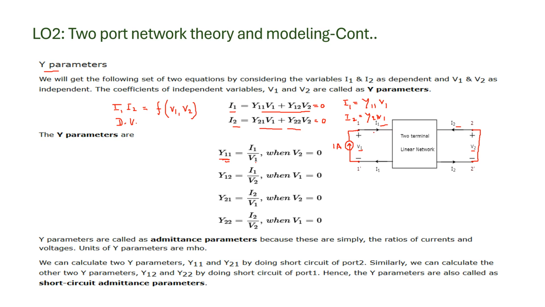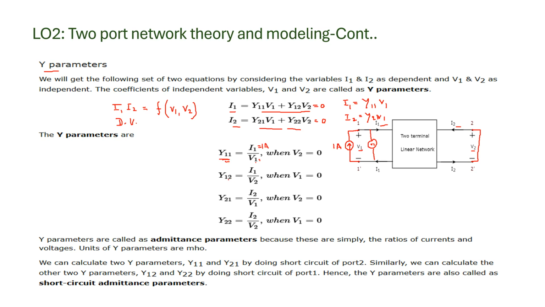Now you connect a voltmeter at this point and find V1. Now I1 we have set as 1 ampere, and V1 we have found by the voltmeter. Then I1 by V1 will give you the Y11 parameter.